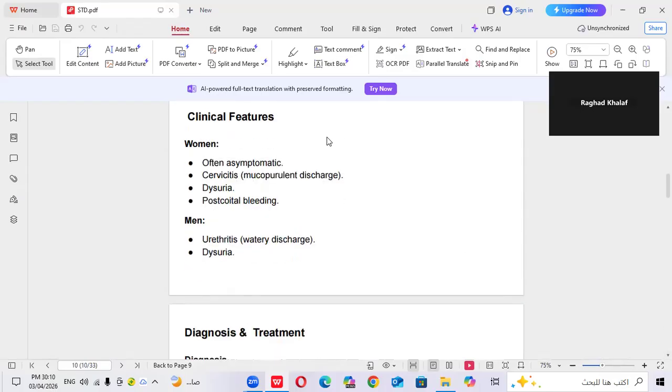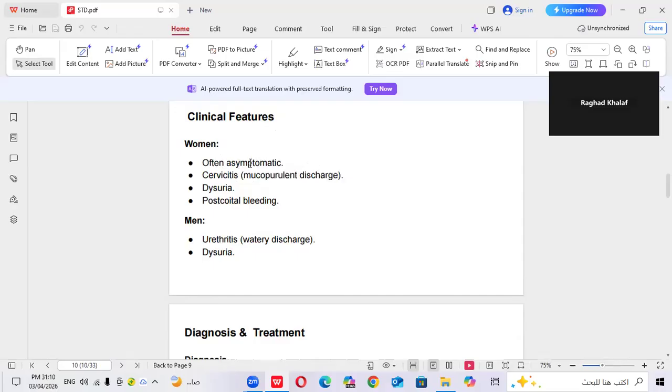Clinical features are the same as gonorrhea, but the difference is that gonorrhea tends to be a more acute infection, so the features of it are going to be more prominent. Unlike chlamydia, where they tend to be milder than the ones manifested in gonorrhea. It's very much the same as gonorrhea. It's usually asymptomatic. It needs weeks to develop the infection.